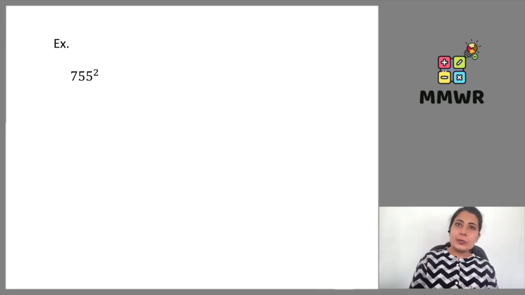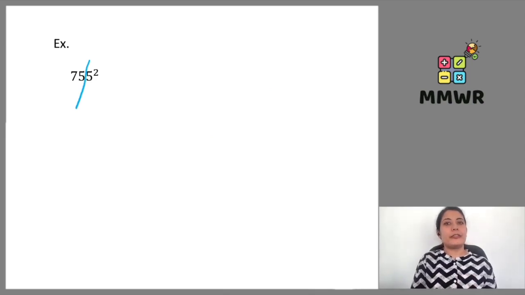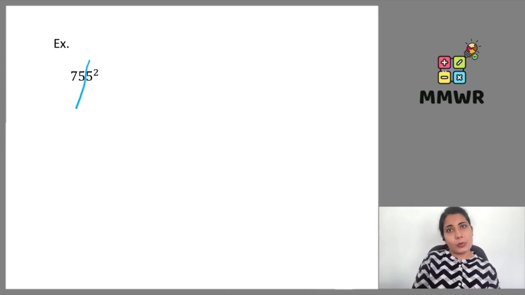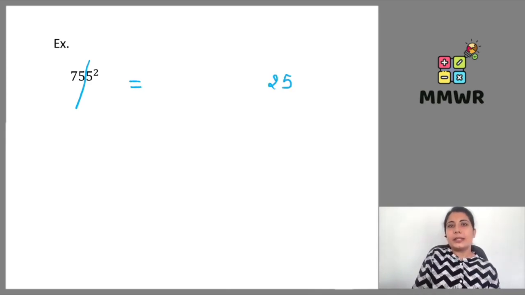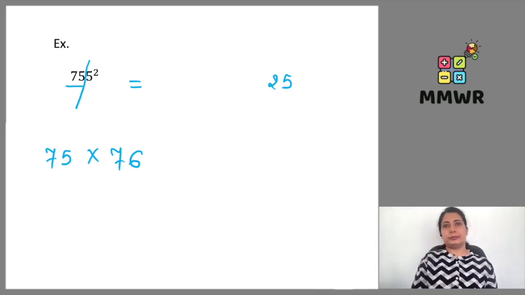Okay. Let's move to find the square of another big number, 755. Now this is so interesting, right? So 755, we have to find the square of it. What we will be doing, we'll be writing 25 at the end. Now the remaining part of the number, we have 75, right? 75 will be multiplied with the next number, 76.